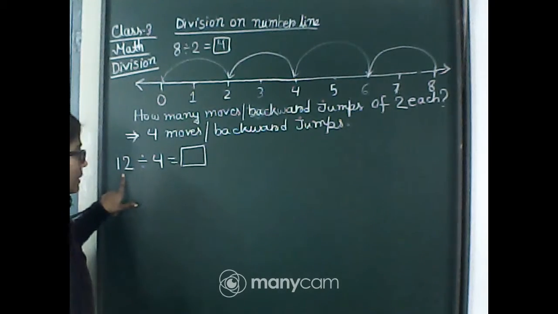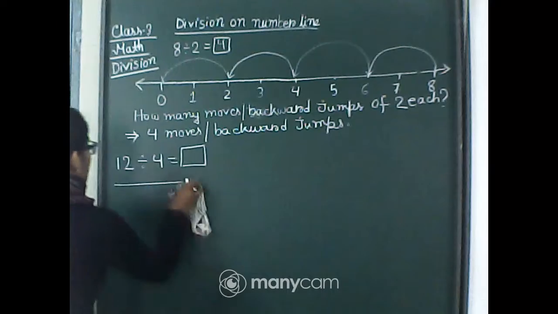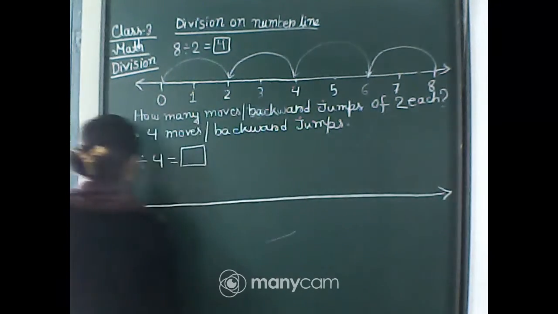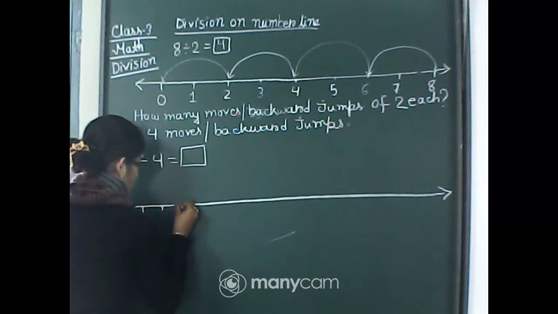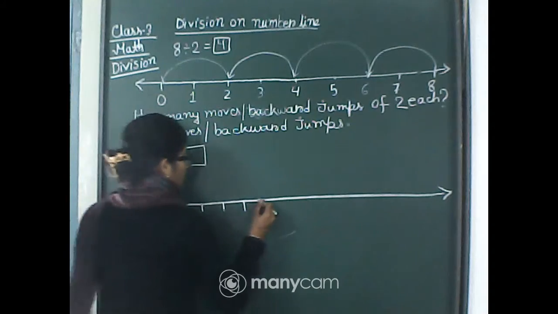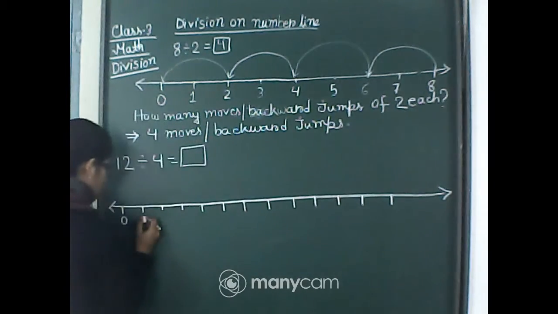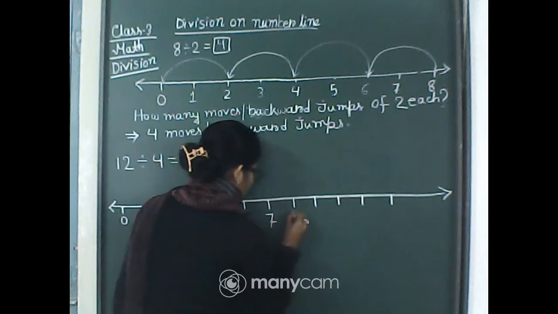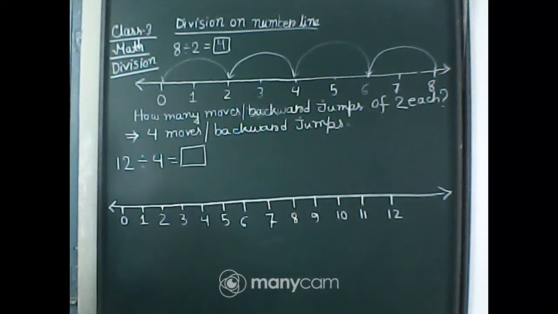12 is the dividend here, which means you have to draw lines over there. 0, 1, 2, 3, 4, 5, 6, 7, 8, 9, 10, 11, 12. Now we will start from 12.